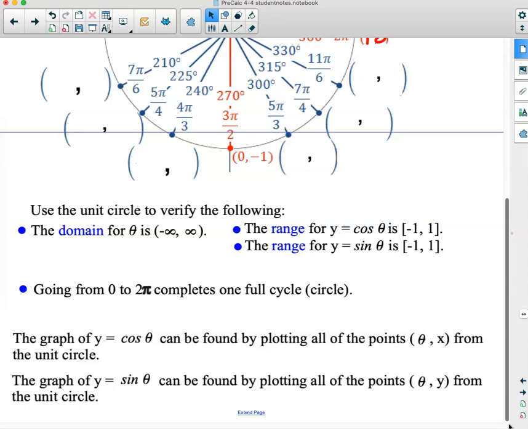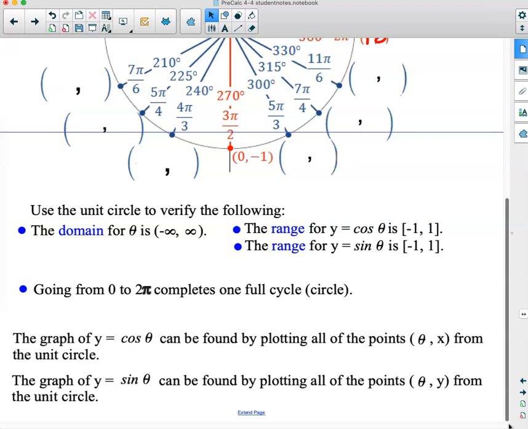things we definitely talk about when we start looking at the graph: the domain. The domain for theta is negative infinity to infinity. Again, we're going to talk about theta in terms of radians. We want these graphs to be exact, and that means we're going to use radians. And the range for y equals cosine of theta and sine of theta is from -1 to 1, because if we go around the unit circle, that's as big as they get and as small as they get.